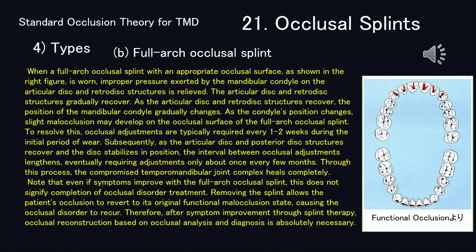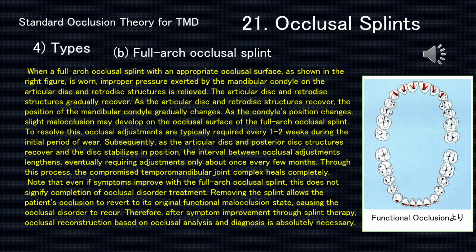When a full arch occlusal splint with an appropriate occlusal surface, as shown in the right figure, is worn, improper pressure exerted by the mandibular condyle on the articular disc and retrodisc structures is relieved. The articular disc and retrodisc structures gradually recover. As they recover, the position of the mandibular condyle gradually changes. As the condyle's position changes, slight malocclusion may develop on the occlusal surface of the full arch occlusal splint.